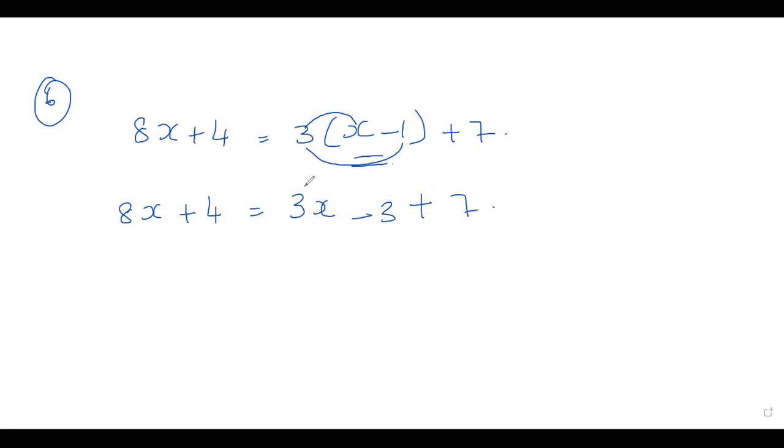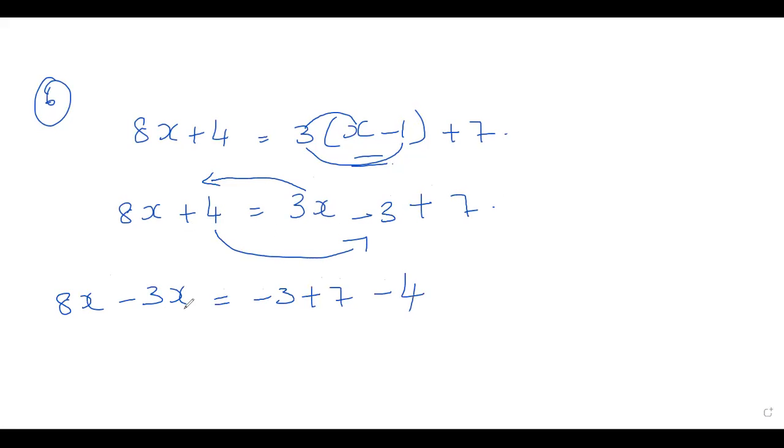Okay, so I'm transposing this plus 3 to the left side and plus 4 to the right side. 8x, so plus 3x becomes minus 3x is equal to what you have on the right side. So 3x is transposed, so whatever is left, I'm writing as it is. Okay, now take this plus 4 children, it becomes minus 4. 8x minus 3x, that is 5x is equal to minus 3 minus 4. Minus 3 minus 4 is minus 7.